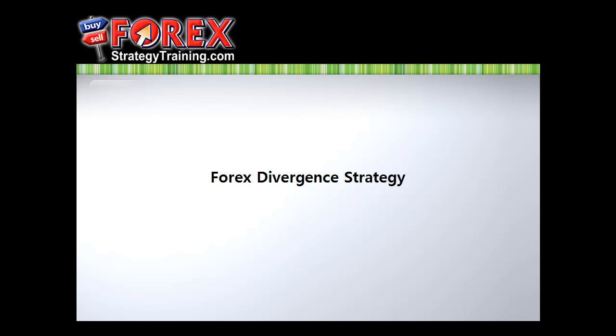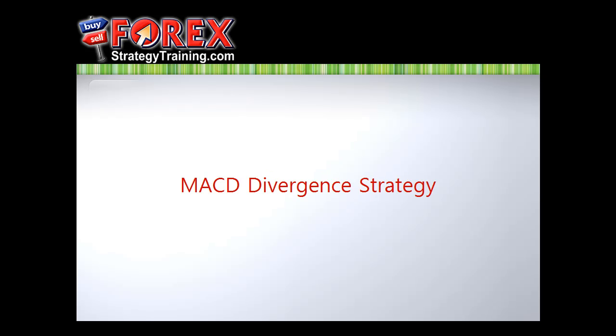So let's go through what exactly this divergence strategy is. Basically, it makes use of two indicators: the MACD divergence as well as the stochastic divergence. Both of them are separate strategies, so let me go through them one by one. First of all, let me go through this MACD divergence strategy.